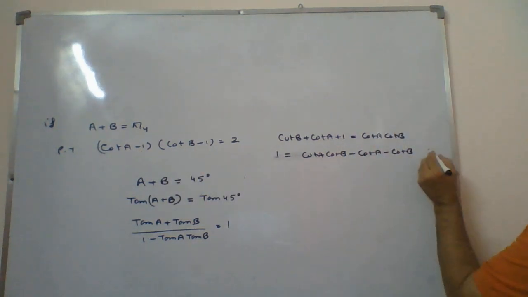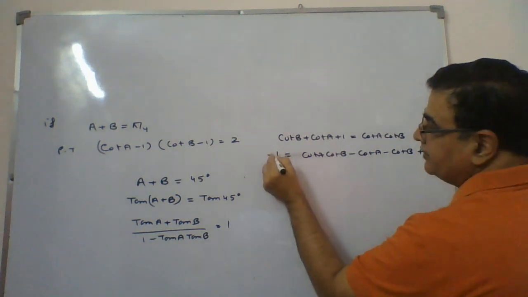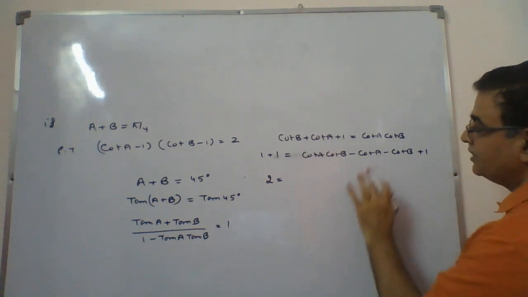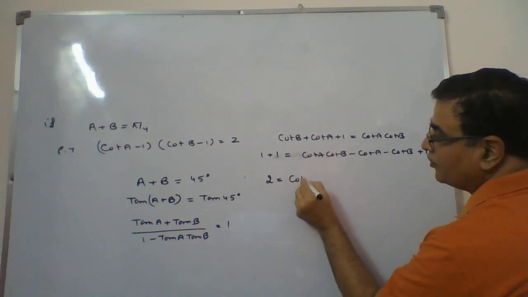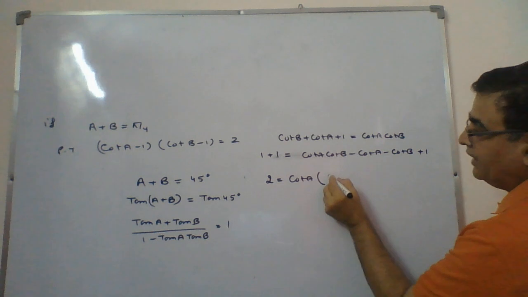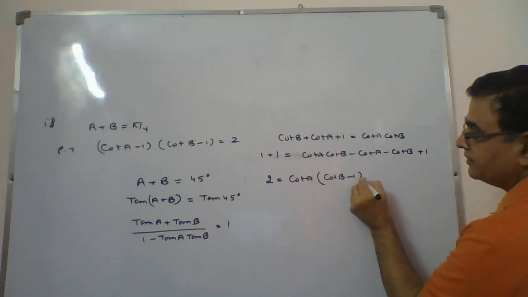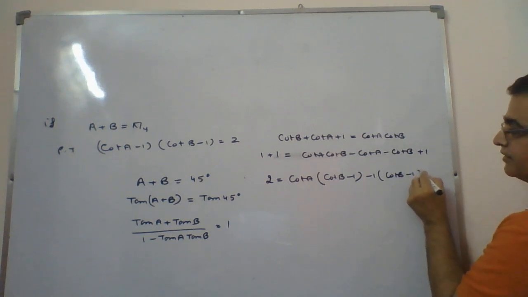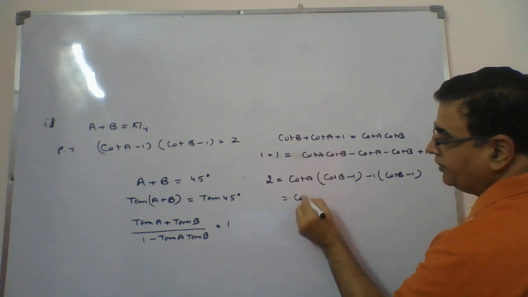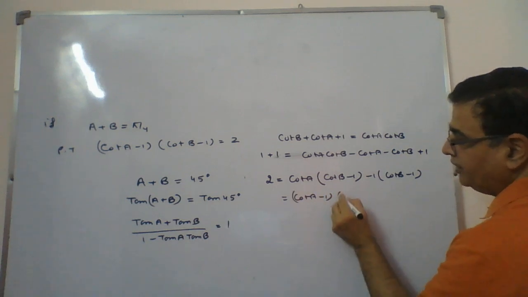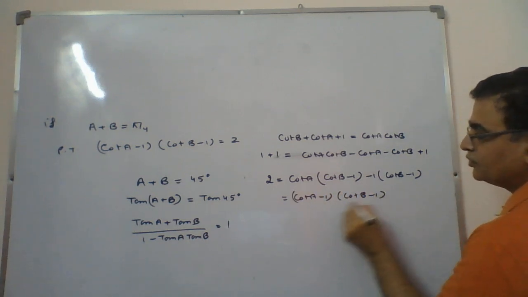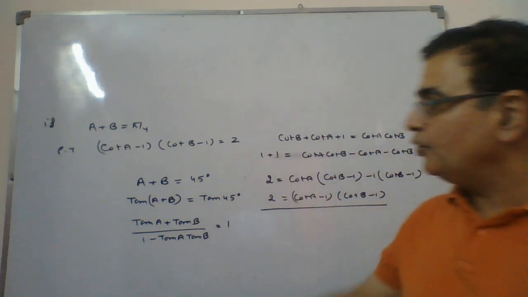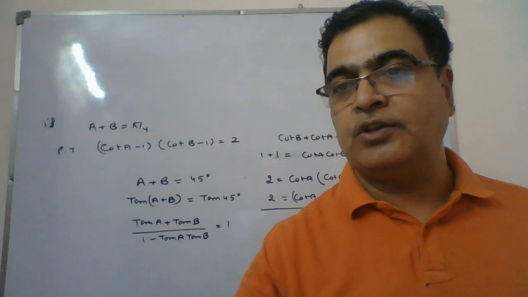1 is missing here, so I'll make it plus 1 here, and here I'll make it plus 1. So when you solve it, it will come 2. We will take LCM here as cot A, then it comes out to be cot B minus 1. Minus 1 is common, then cot B minus 1. When you solve it, it will come cot A minus 1 into cot B minus 1 coming as 2. This is the result we are asking. So this way you can have the second part of this question also completed.